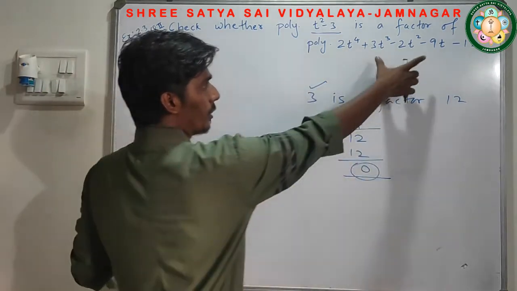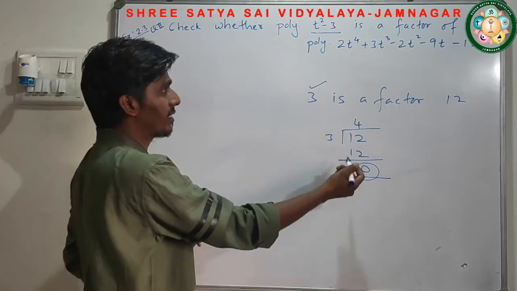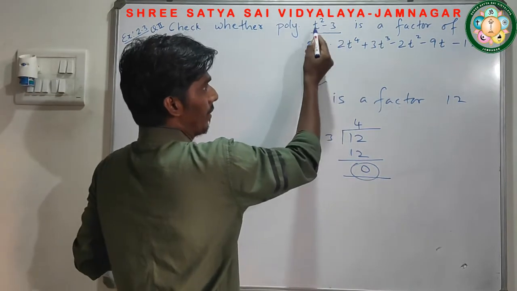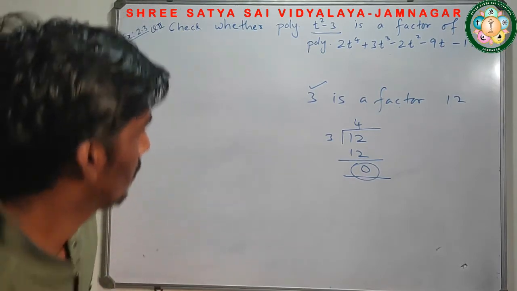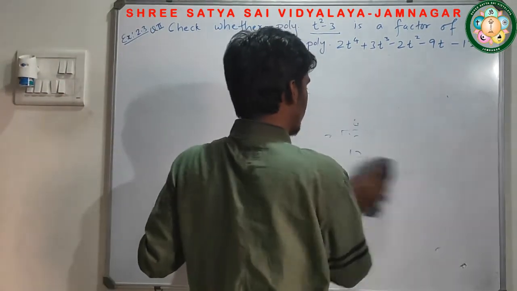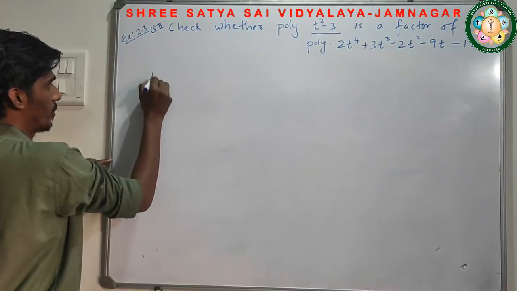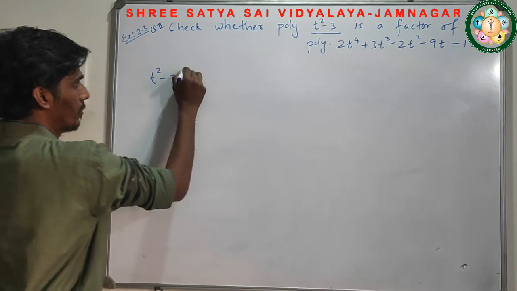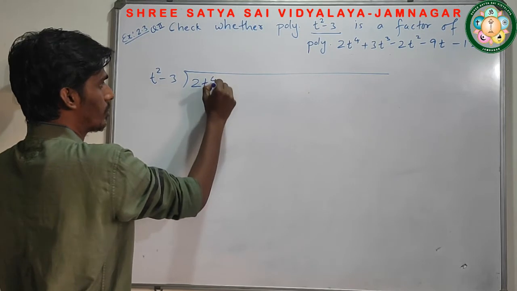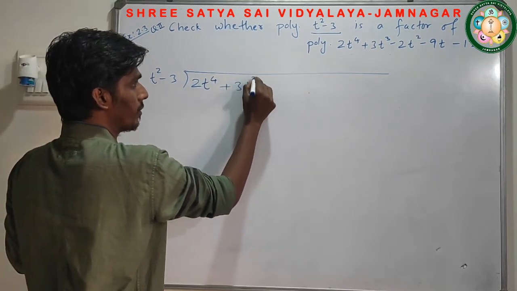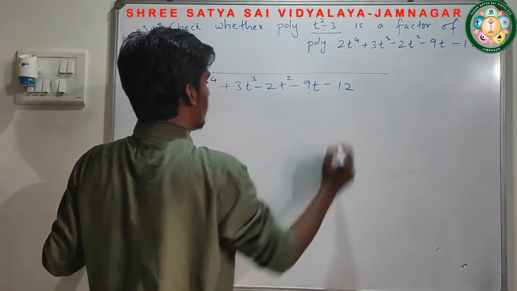So same way, I am going to divide this polynomial with t square minus 3. If I am getting the remainder 0, I can say that t square minus 3 is a factor of this polynomial. And if you do not get the 0, then it's not a factor. So it's t square minus 3. Here already the powers are in decreasing order. 2t raised to 4 plus 3t cube, 2t square minus 9t minus 12.